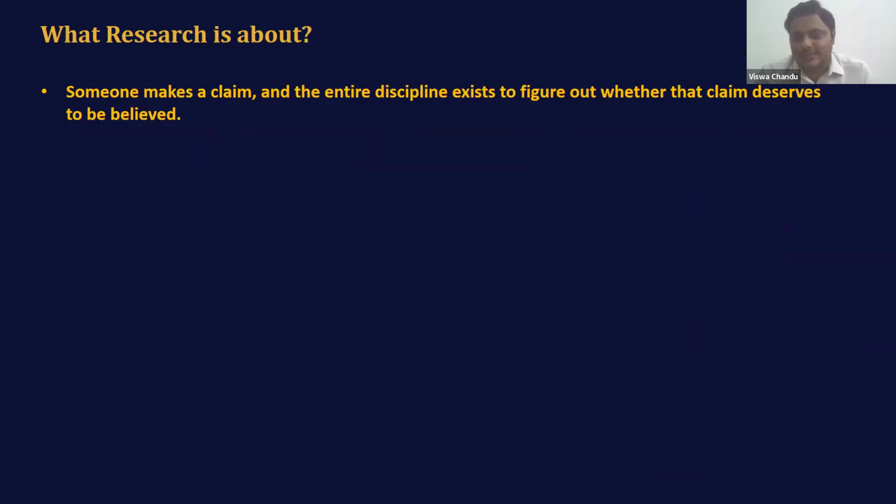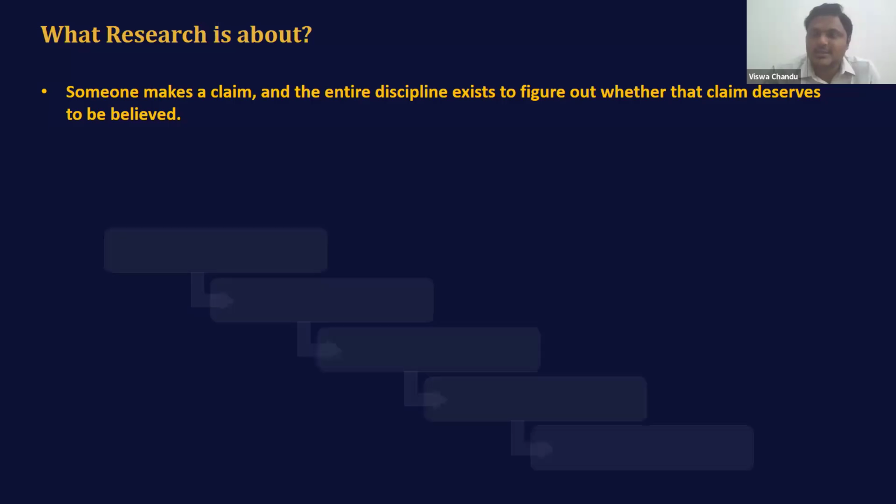What is research about? Before we talk about alpha, beta, the entire machinery surrounding null hypothesis significance testing, let us first consolidate what research is about. I'll put it this way. Someone makes a claim, and the entire discipline exists to figure out whether that claim is deserving to be believed or not. But how do we decide that? That is what research is all about.